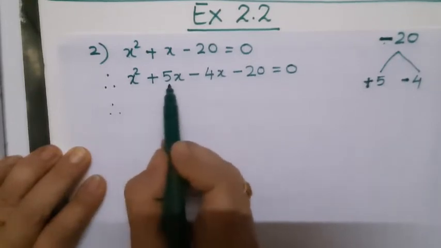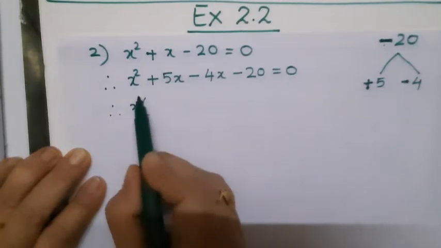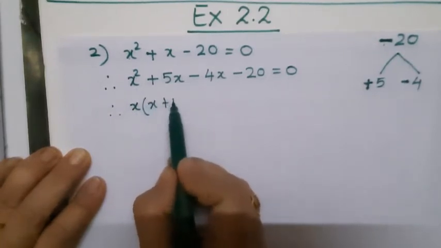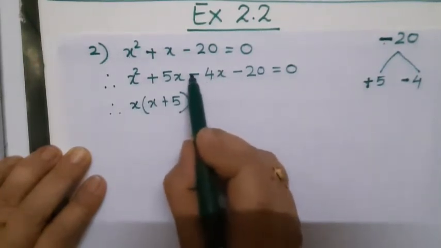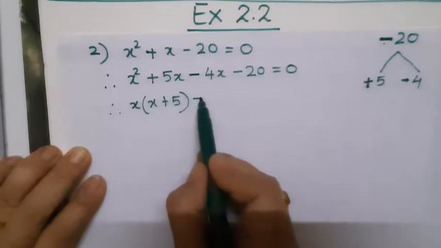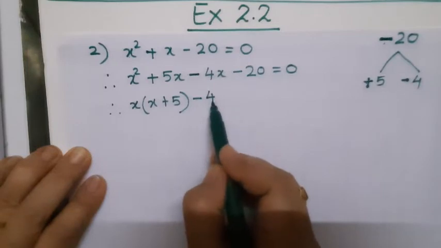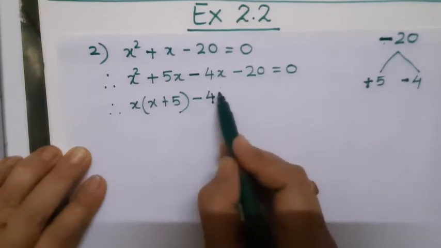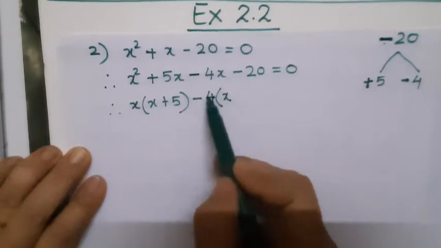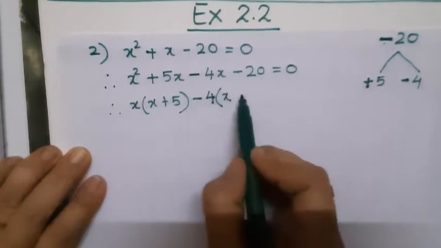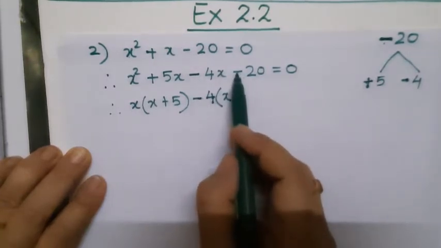Now here in these first two terms we have to take common. What will we take common? X. So what remains? X plus 5. In these two terms, what is the sign here? Minus. So minus will be out. What is the common factor in both? 4. So 4 comes out. And what remains in the bracket? X. Now see, we have taken this minus out. So which sign will be here? Plus, because minus into plus is minus.